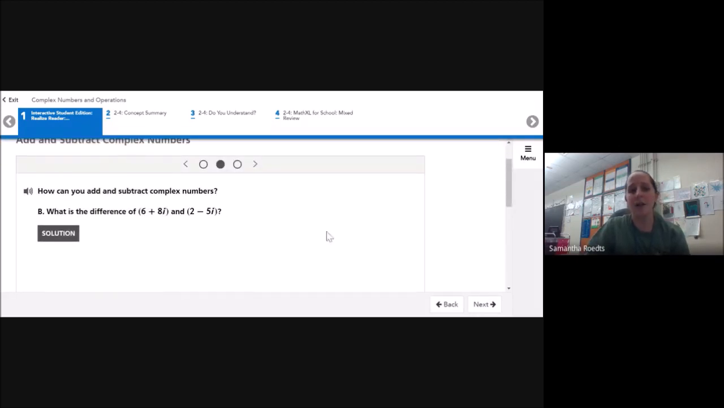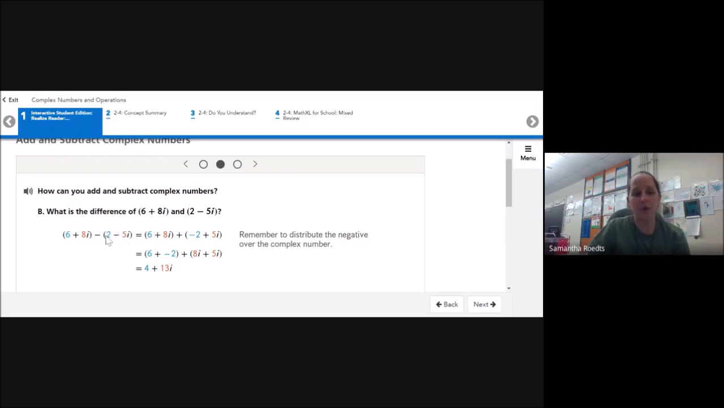How can you add and subtract complex numbers? What is the difference of 6 plus 8i and 2 minus 5i? So if I'm going to subtract, I need to distribute this negative sign to the second portion of my expression. So 6 plus 8i stays the same, plus negative 2 plus 5i. So I distributed this negative sign to the 2 and the negative sign to the 5i. Remember, it's like multiplying by negative 1 to everything on the inside of your second expression.